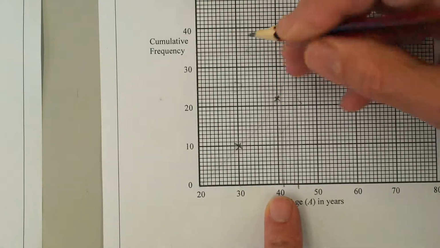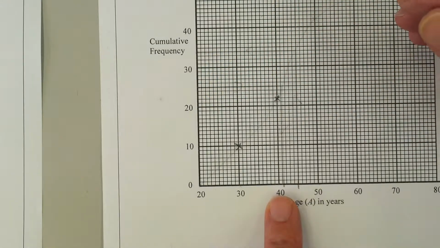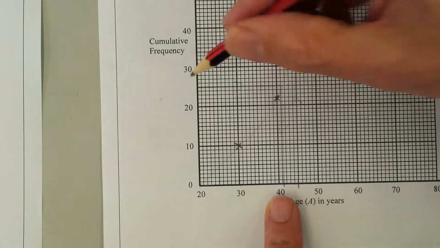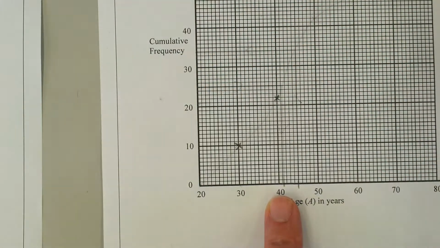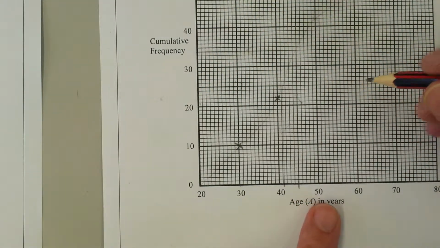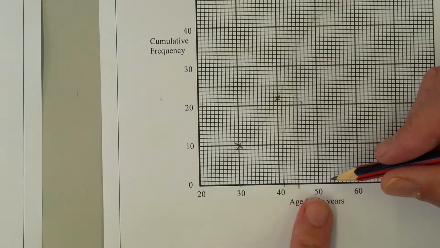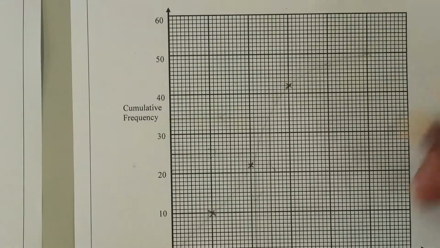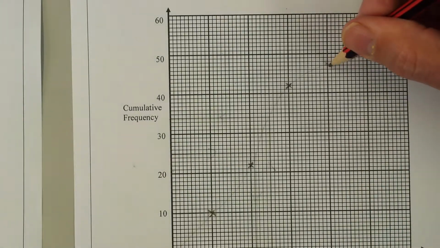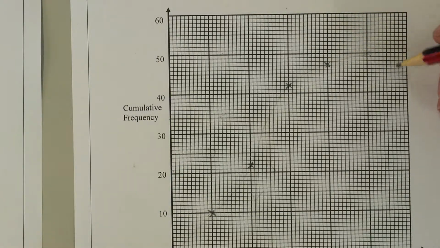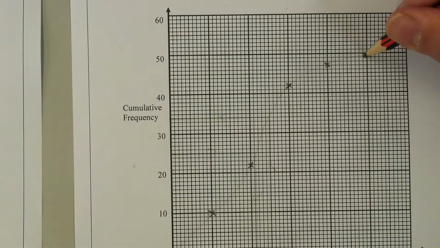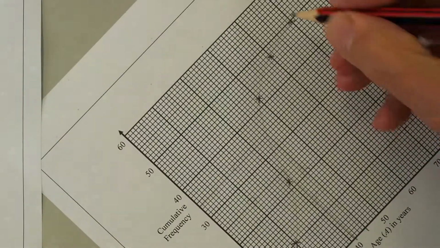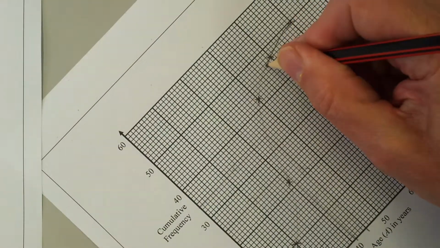Check the scale to make sure. This is a nice easy one. They're going up in tens, so each little mark is 1. Next one, 50 is 42, which is there. 60 is 47. And the last one, 70, is 50. So draw the curve in through the points.